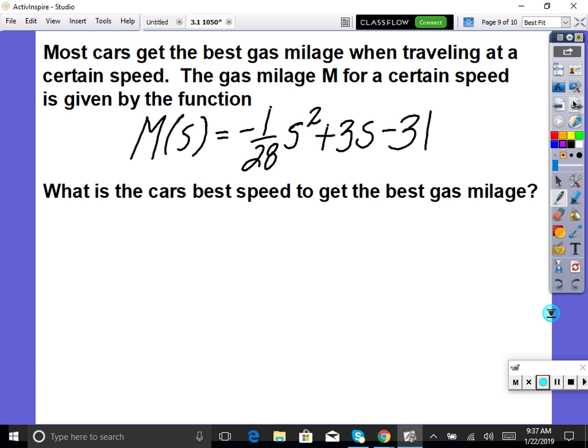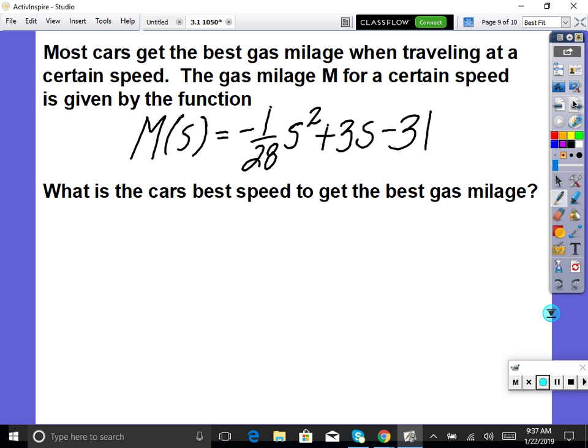Okay, guys, I'm telling you, 1050 will have story problems. This unit's the easy one. Have we ever had to create a story problem? No, they've all been chug and plug, and it's no different here. So let's read this. Most cars get the best gas mileage when traveling at a certain speed. The gas mileage M for a certain speed is given by this function. What is the car's best speed to get the best gas mileage?